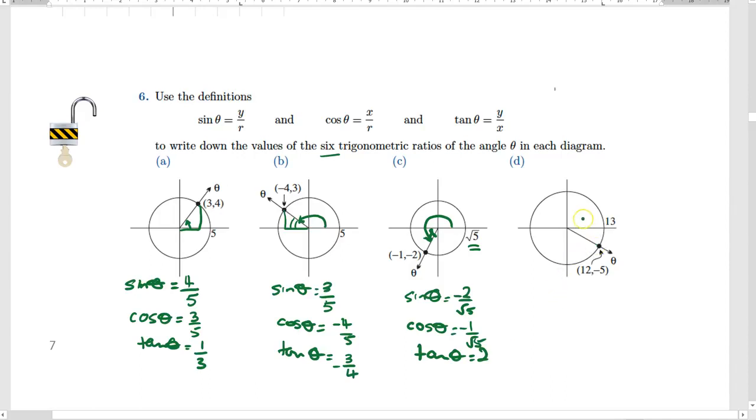And in our fourth example here, we're talking about this angle, which is 360 minus that. So again, sine theta is going to be the y value, which is minus 5 over radius. Cos is plus 12 over the radius, so it's the positive ratio here, and tan, because it's sine over cos, is minus 5 over 12.